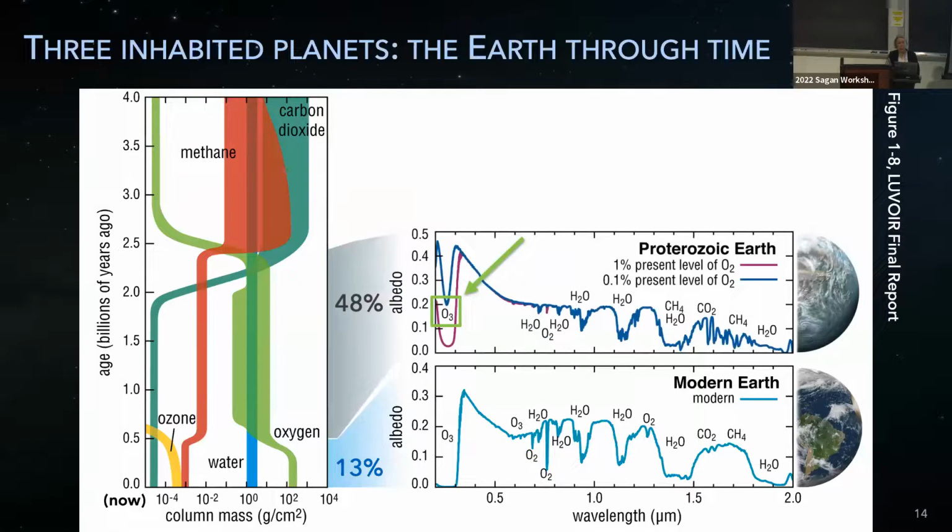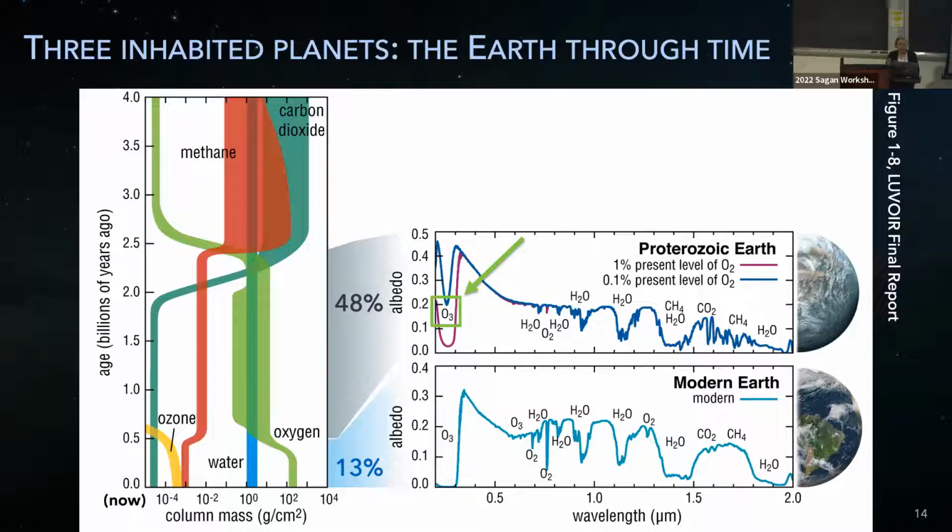Okay, but now we're going to step back in time to the Proterozoic. And this actually lasted for about half the history of life on Earth. During this time, Earth's atmospheric oxygen levels were much lower than today, and they were likely too low to allow molecular oxygen, O2 itself, to be observable.